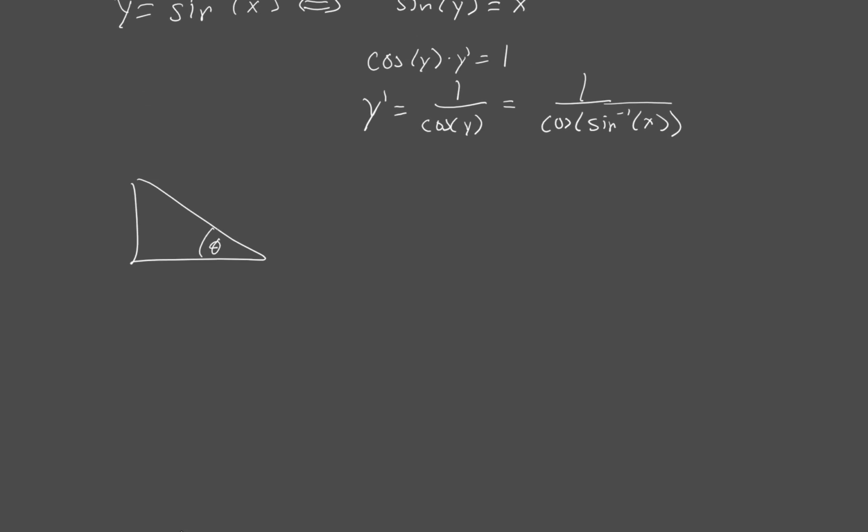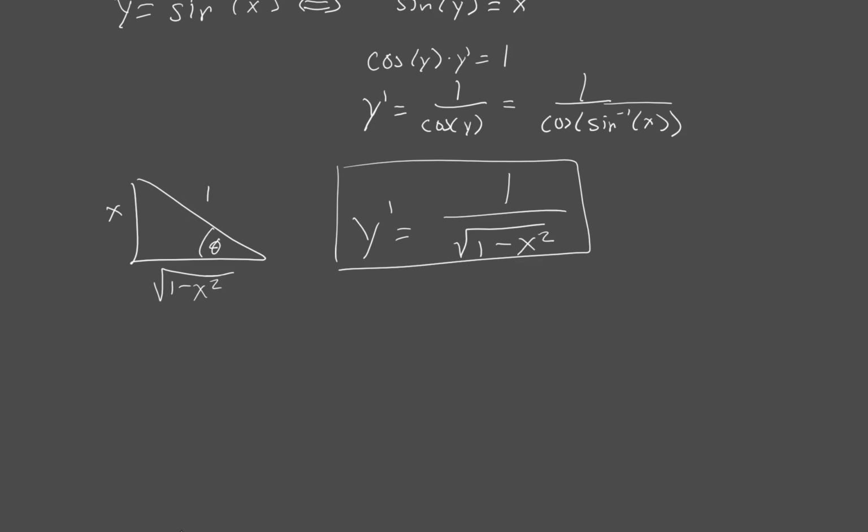Here's theta. That's the angle, the sine inverse of x. The sine inverse of x over 1. Sine is opposite over hypotenuse, so we put the x there. And now this side is 1 minus x squared under a square root. So y prime equals 1 over the cosine, which is the adjacent side over the hypotenuse, the square root of 1 minus x squared. Okay, so there is your derivative of the sine inverse of x. The derivative of sine inverse of x equals 1 over the square root of 1 minus x squared.